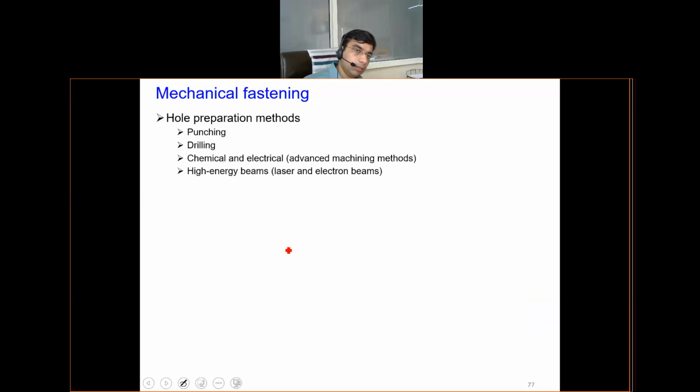So next is the main difference here compared to the other joining processes. In all the joining processes that we have studied, be it welding, brazing, soldering, and we have also studied adhesive bonding, what was there? As such, we just needed to prepare the surface. Prepare the surface means to clean the surface to remove any contaminants in the form of dust, oil, grease, etc. Additionally, there was almost no other requirement to do the joining using those processes.